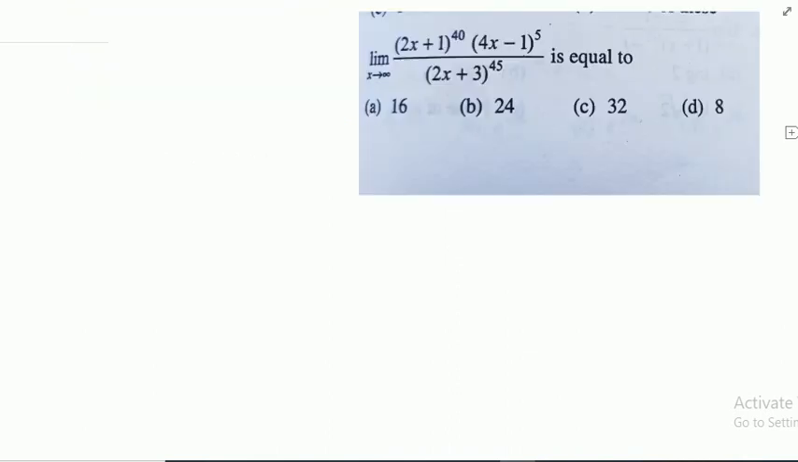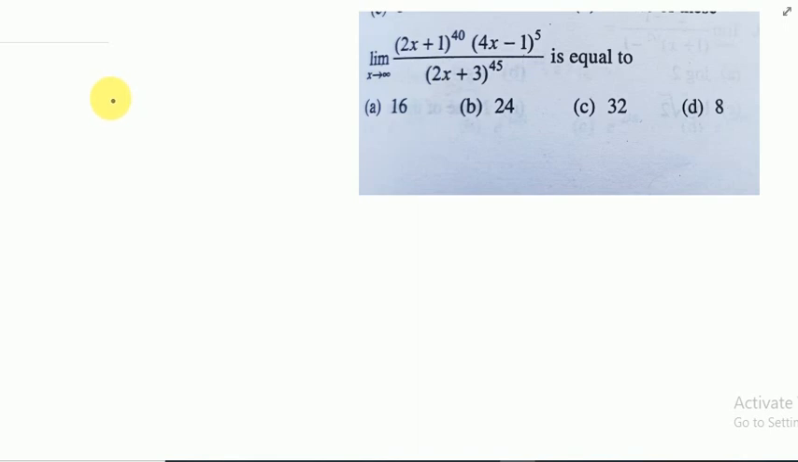Next, this is (2x plus 1) raised to 40 into (4x minus 1) raised to 5, divided by (2x plus 3) raised to 45, as x tends to infinity. And remember one more thing, all these are infinity by infinity form. So these all are infinity by infinity form.